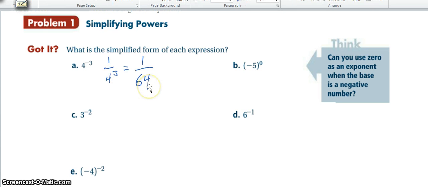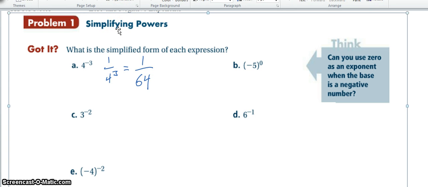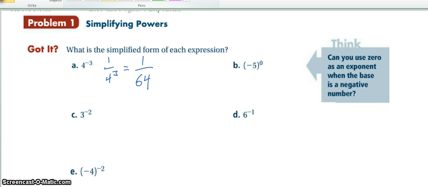Your first one here, because the exponent is negative, it flips the base. So the base becomes 1/4. The exponent goes into the base and becomes positive 3, which then gives us 1/64, which is as far as we can go. Moving on to B, we see that it's a value to a 0 exponent, and any number to a 0 exponent is 1.